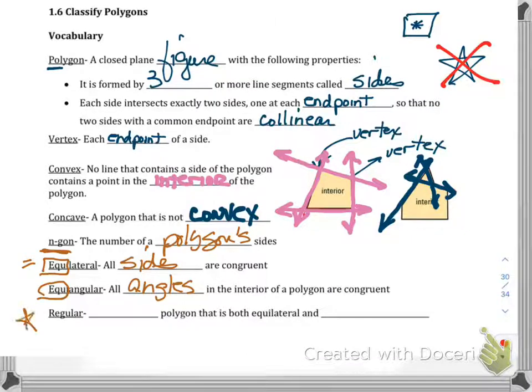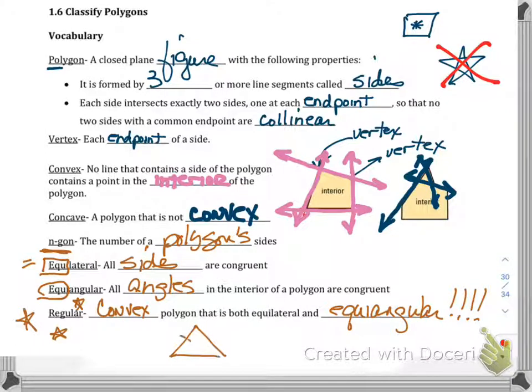Regular, super special, super special. Regular, or convex, so they have to be convex, polygon that is both equilateral and equiangular. Okay, this is hugely important. So let's talk about one of them. If I tell you that all the sides of a triangle are equal, and then all the angles are equal, that is a regular triangle. So now we're talking about shapes.